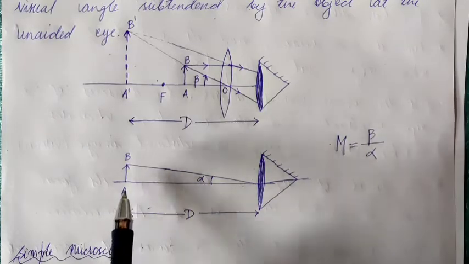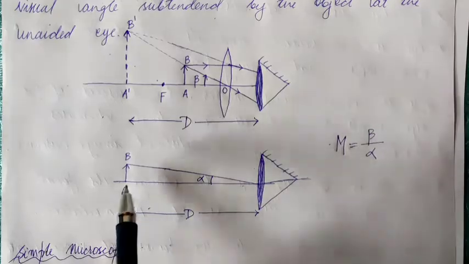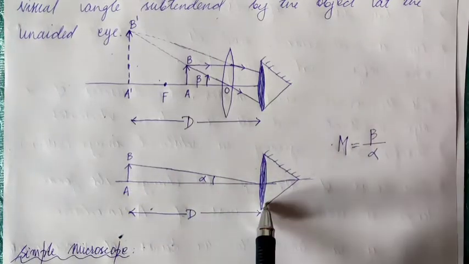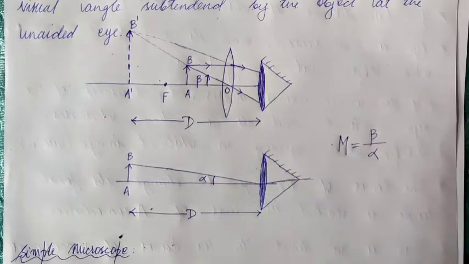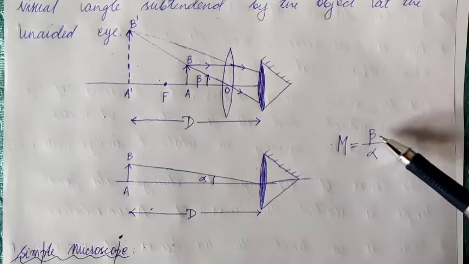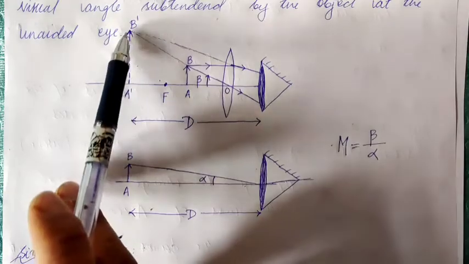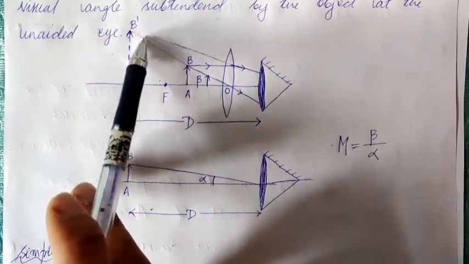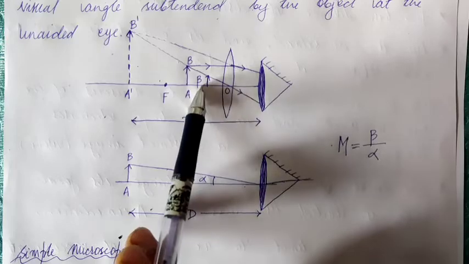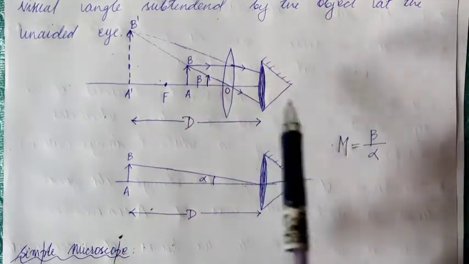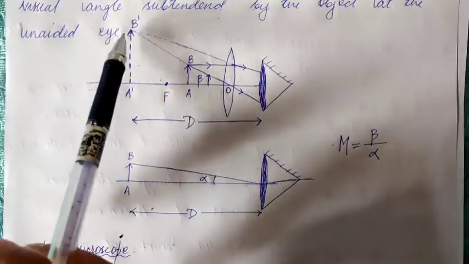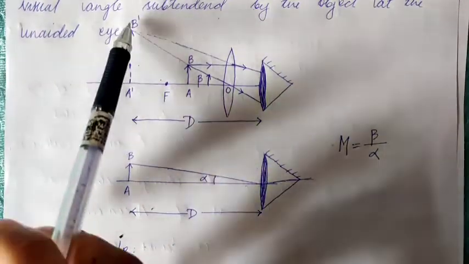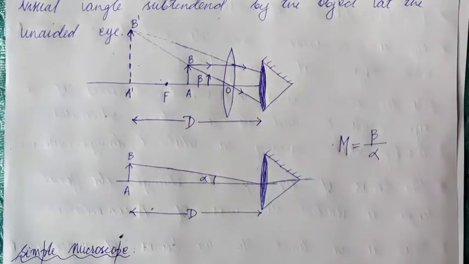Now, when the object AB is placed at the least distance of distinct vision, capital D, from the eye, the visual angle that it subtends at the eye is alpha. So for a simple microscope, the magnifying power is beta divided by alpha. Beta is the angle subtended by the image at the lens. You can see beta is this angle. But since the eye is very close to the lens, beta is also the angle subtended by the image at the eye, remember.